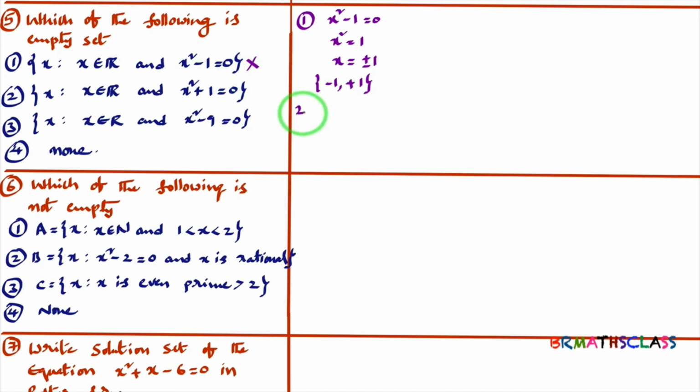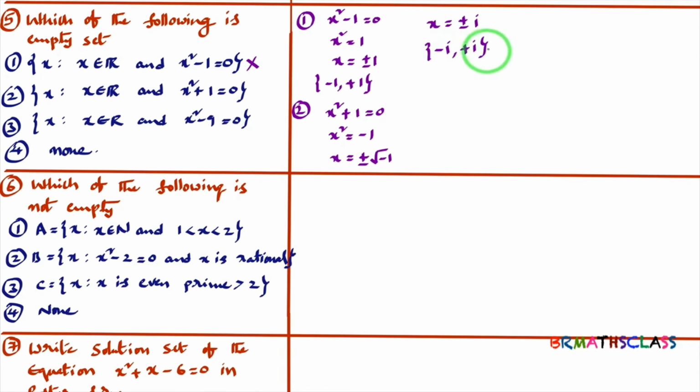You take the second option. What is the second option? X is a real number and x square plus 1 equal to 0. So I'll solve this equation, x square plus 1 equal to 0. What is x square? X square is minus 1. What is x? X is plus or minus root over minus 1. We know that root over minus 1 is nothing but i. So you got 2 values for this set. One is minus i, another one is plus i. But the point is these two are complex numbers.